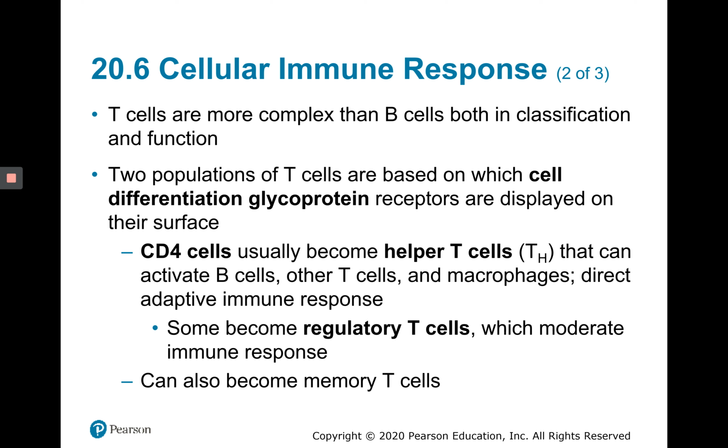T cells are more complex than B cells, both in classification and function. There are two populations of T cells based on which cell differentiation glycoprotein receptors are displayed on their surface. CD4 cells usually become helper T cells, which activate B cells, other T cells, and macrophages. They essentially direct the adaptive immune response. CD4 cells can also become regulatory T cells, which moderate the immune response. CD4 cells are also able to become memory T cells.